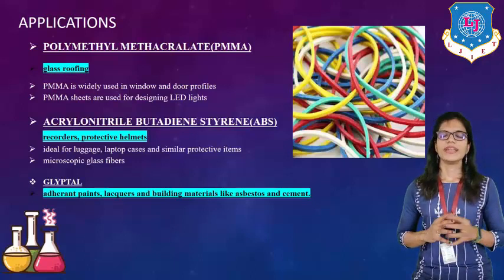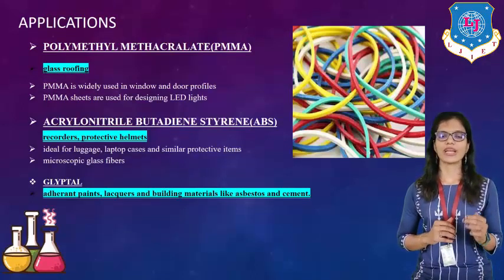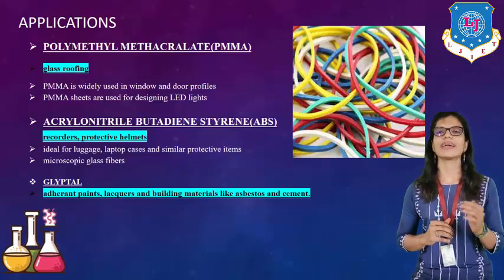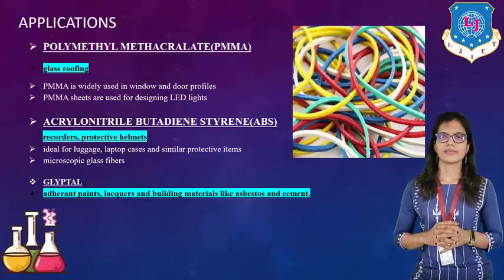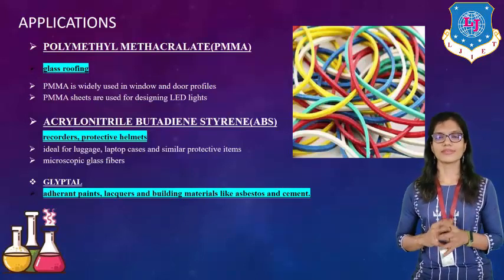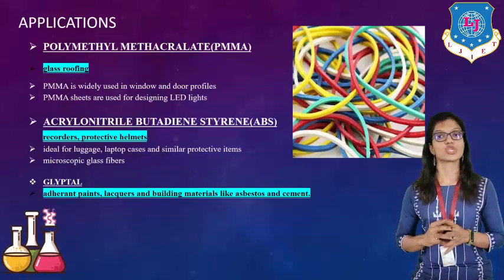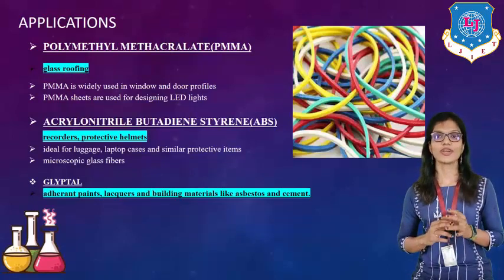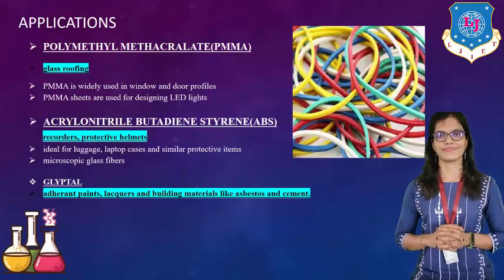Okay. Next type is ABS. ABS stands for acrylonitrile butadiene styrene. This ABS is widely used in recorders and protective helmets. They are very ideal for luggage, laptop cases and similar protective items. They are used in manufacturing of microscopic glass fibers also.